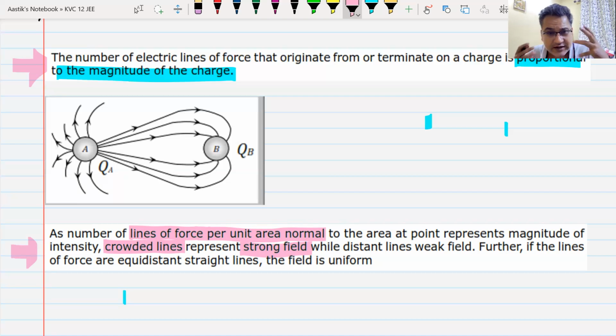So the number of field lines that are drawn tells us how strong or how weak the field is. If the field lines are very densely packed, that means it is a stronger field region. If they are distant, that means it's a region having a weak field. It is similar to saying if the charge is large, the field will be large, and therefore the number of electric field lines would be more.